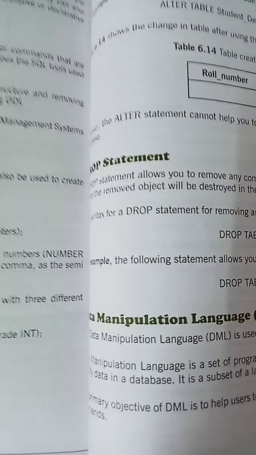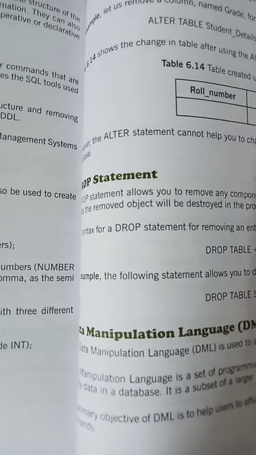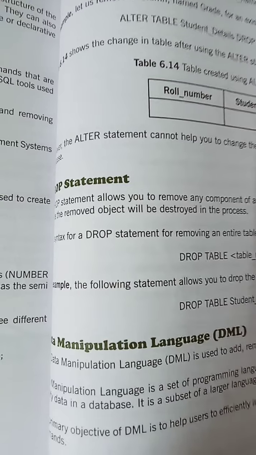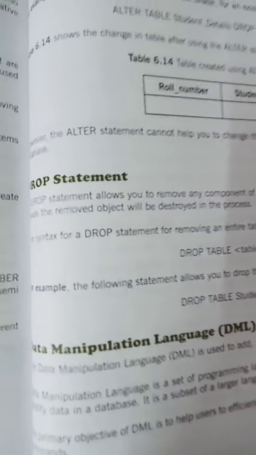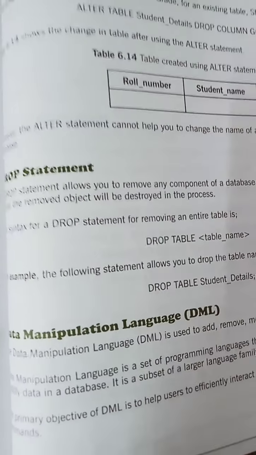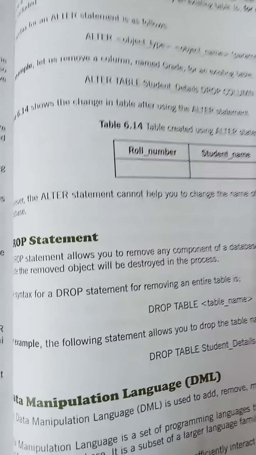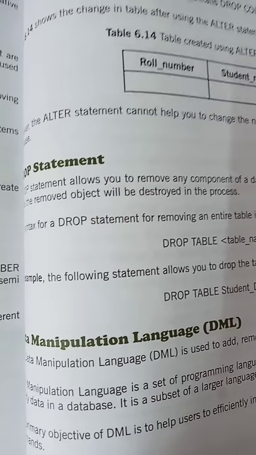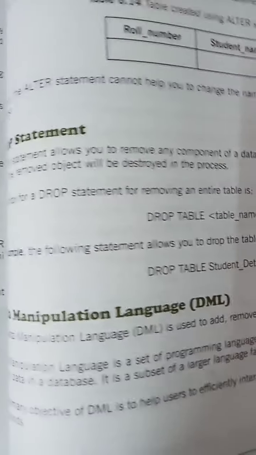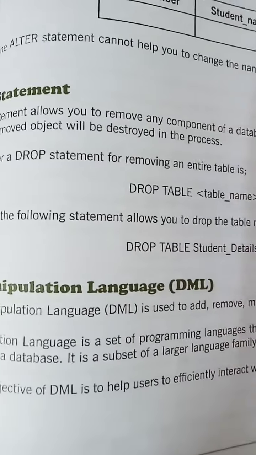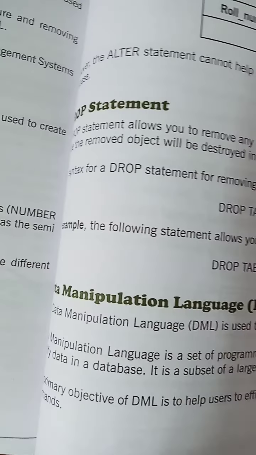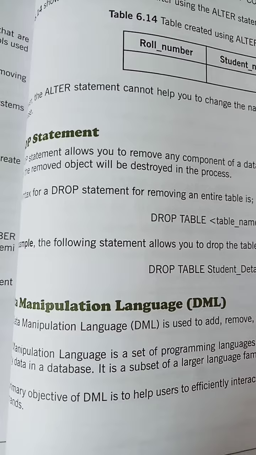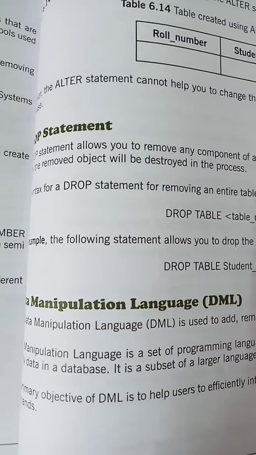Okay, next is the drop table statement. Drop table is used to delete the table. Difference understood? Drop column deletes a column, but here the whole table will be deleted. Clear? So the syntax will be drop table and then table name. If you want to delete the table, suppose student, then you have to write drop table student, so that table will be deleted.